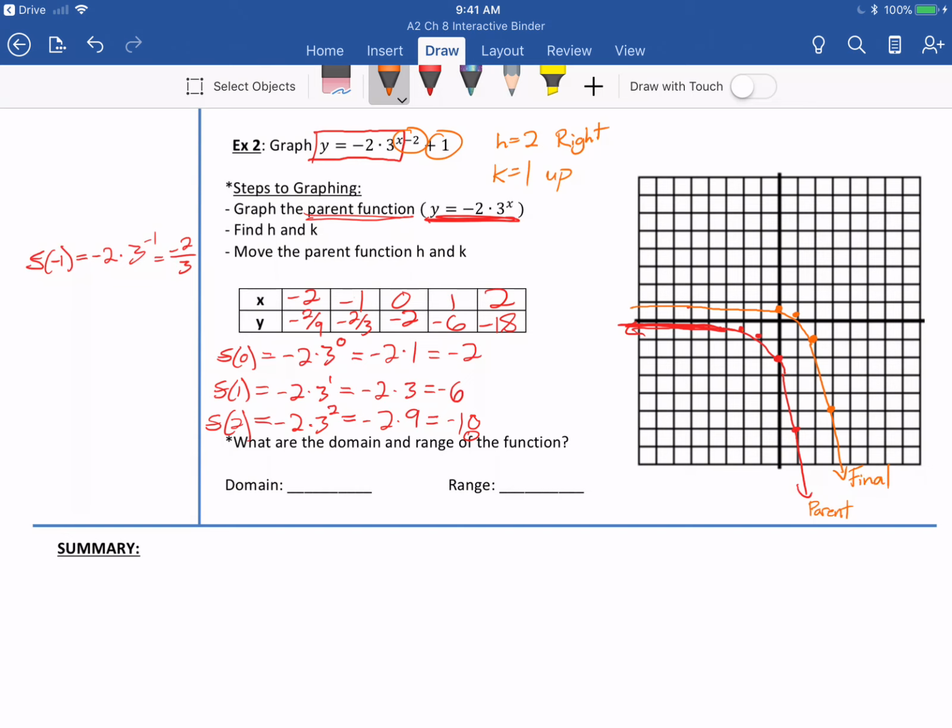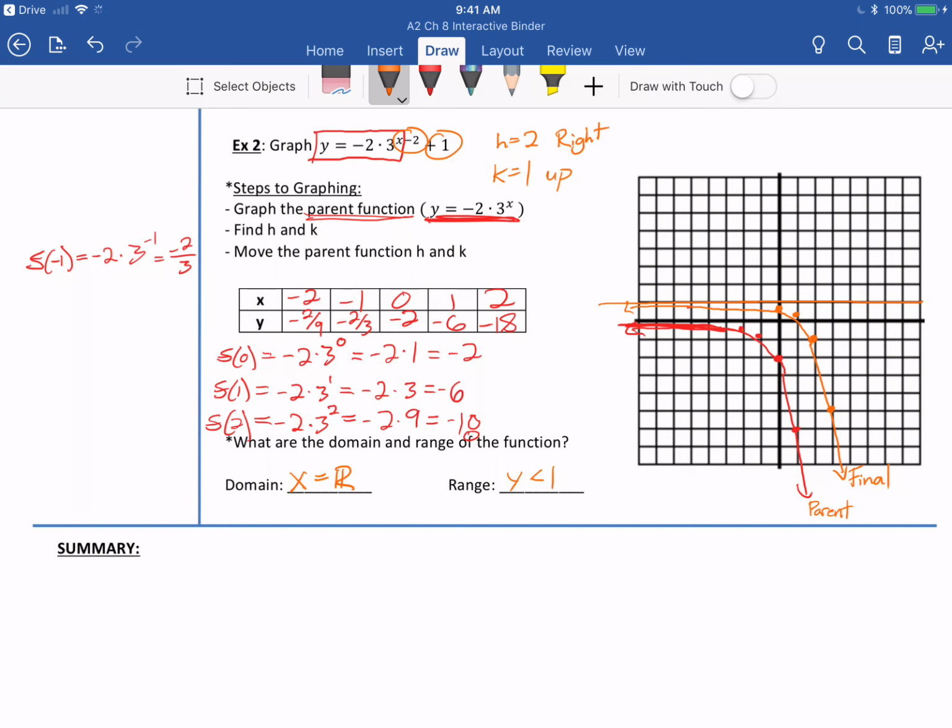All right, awesome. So now my domain is always that fancy looking R for all of these exponential growth and decay functions. And now my range is y is less than 1. See how it gets really, really close to that line, y equals 1, but it doesn't go past. So that's why it's less than that for this one.